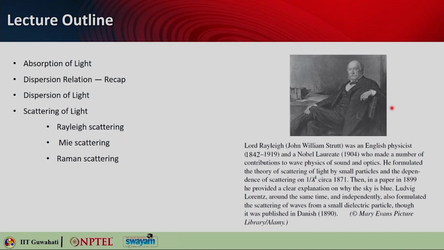So here is a picture of Lord Rayleigh, after whom this Rayleigh scattering has been named. He was an English physicist and a Nobel laureate of 1904 who made a number of contributions to the wave physics of sound and optics. He formulated the theory of scattering of light by small particles and the dependence of scattering on 1 over lambda to the power 4. Okay. So, in a paper in 1899, he provided a clear explanation why we see the sky as blue.